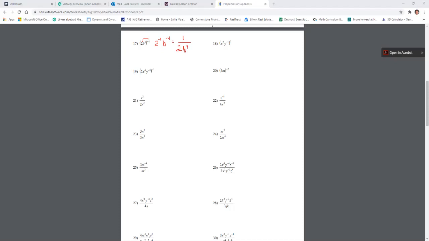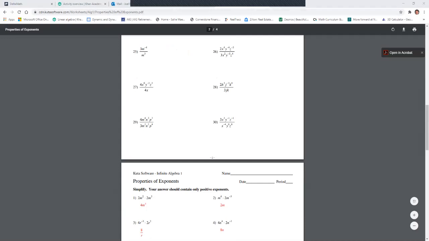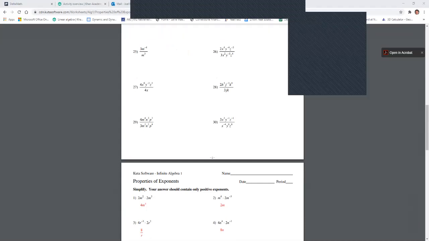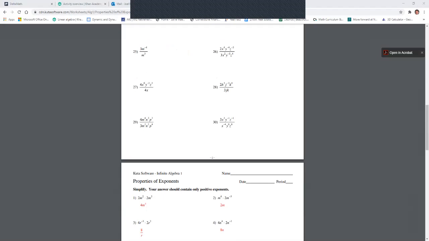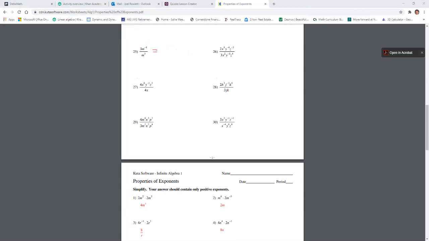Okay, let's move down and take a look at, say, number 25. On problem 25, let's see what we have here. We have a fraction, of course. I've got an understood 1 here. 3 divided by 1 is 3. And then I have m to the power of -4 divided by m to the power of 3.